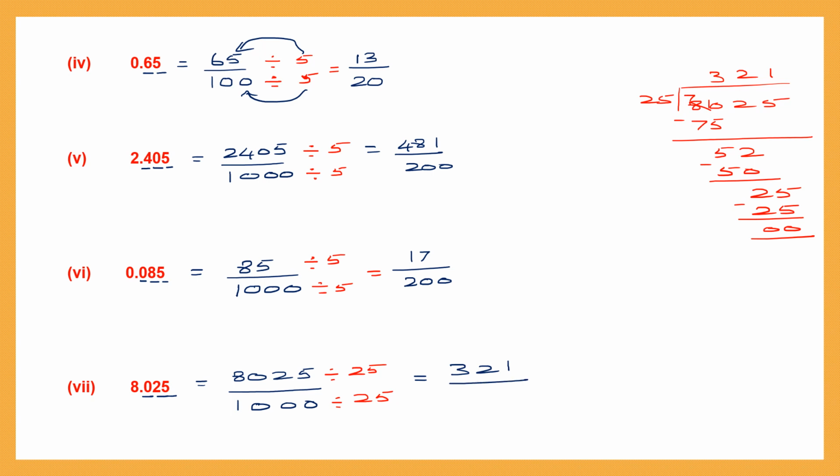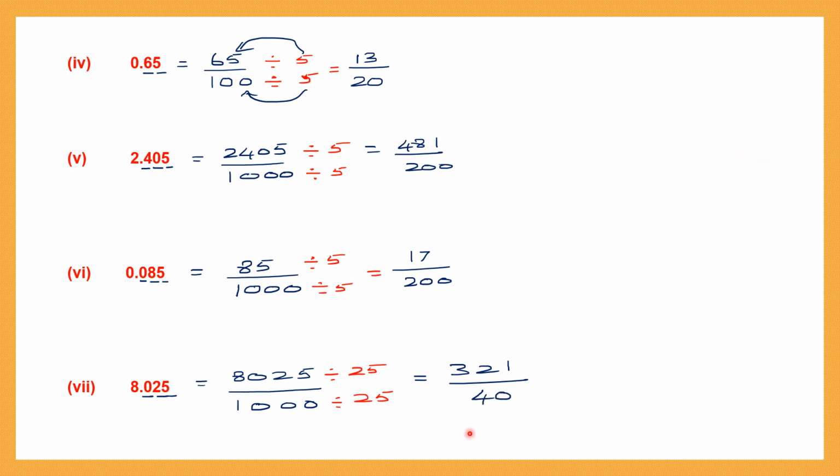Now 25 into what is 1000? 25 forties are 1000. So we have got our answer 321 by 40. Now like I said, you can do this division by 5 and then still do it. Now let me show you how to do this by 5. Now suppose I have 8025 by 1000. Now I'm going to divide numerator and denominator by 5.